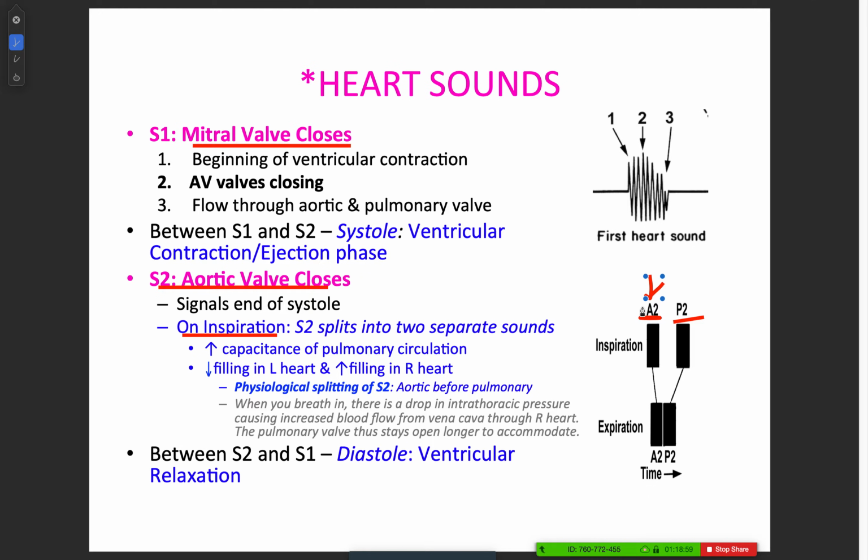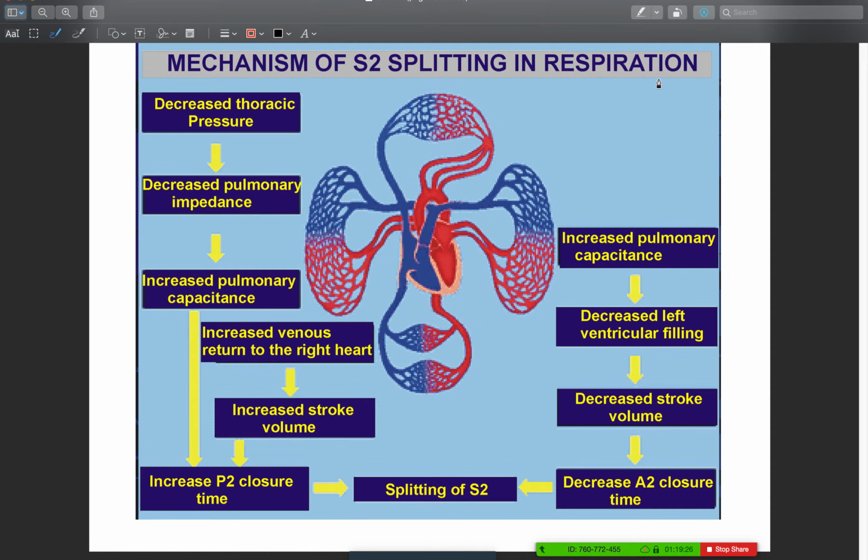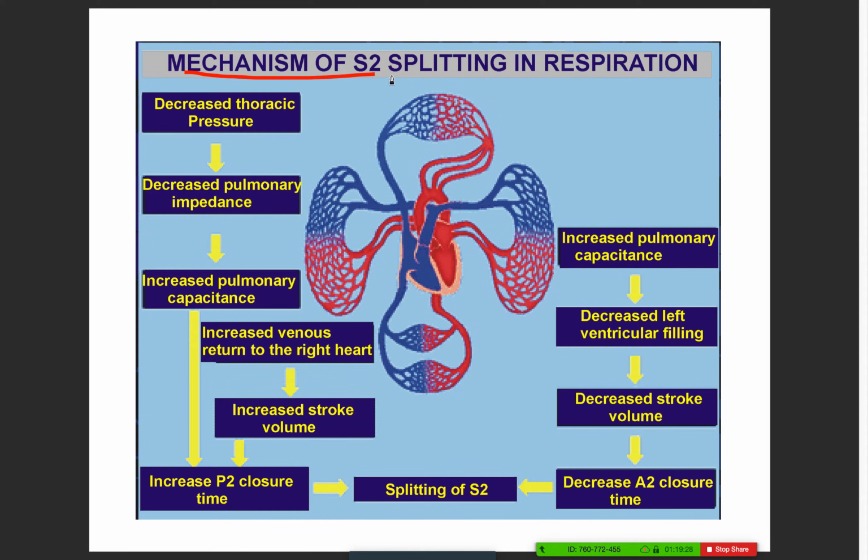Basically. Okay. So that is the reason for our S2 split. When we take a deep breath, we have more capacitance, more ability for our lungs to hold on to that blood. I'm just explaining it again. But yeah, so that's essentially what we expect to see. On inspiration, our S2 gets split into the aortic component and pulmonic component. On expiration, they sandwich back together. Okay? All right, great.